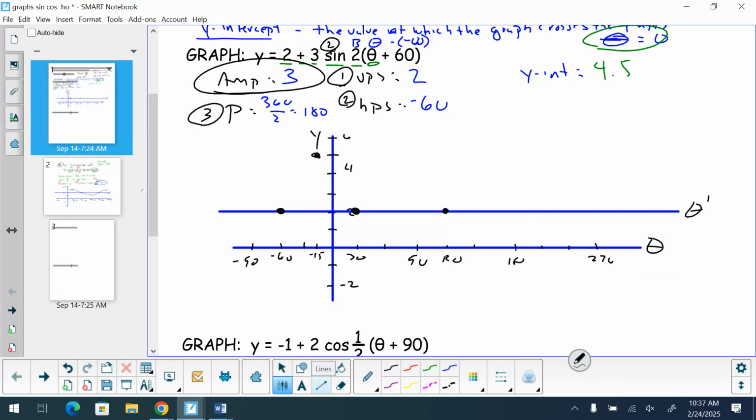Then halfway between 30 and 120, we have 75. Brooklyn, where will we be at now with our y value? Negative 1. We have to go to our valley. Now we throw in our y-intercept at 4.5. Here's our y-intercept at 4.5. It should nicely flow through that y-intercept. Here would be our graph.